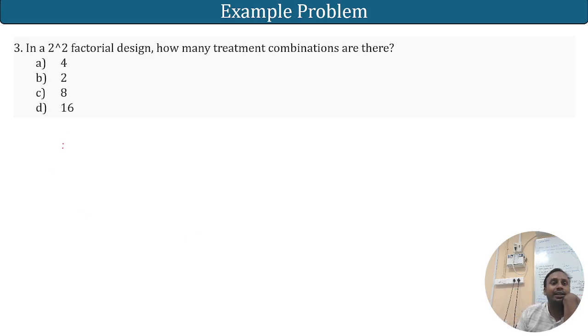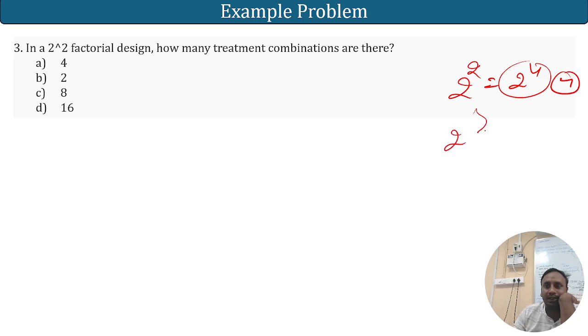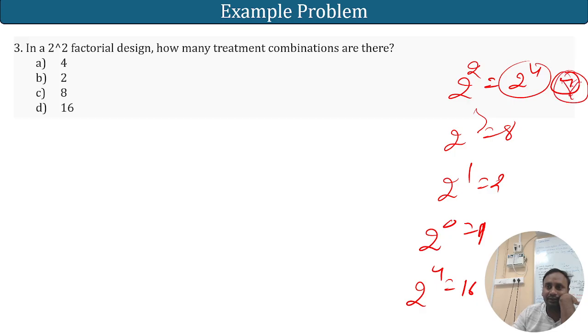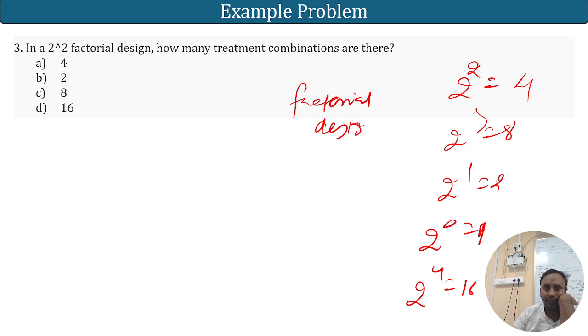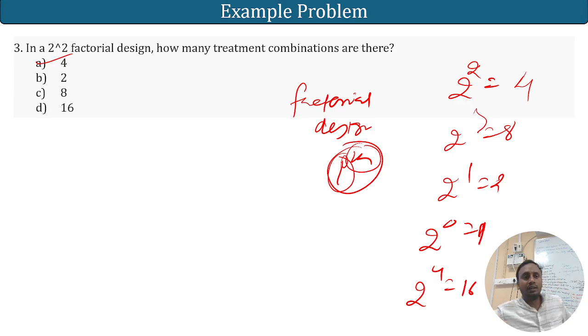What about the third one? In a 2 by 2 factorial design, how many treatment combinations will there be? 2 by 2 is 4. If it is 2 by 3, it will be 6; 2 by 1, it will be 2; 2 by 4, it will be 8. The idea of a factorial design is P by K. P will be the levels and K will be the factors. So the option will be 4. It's correct.